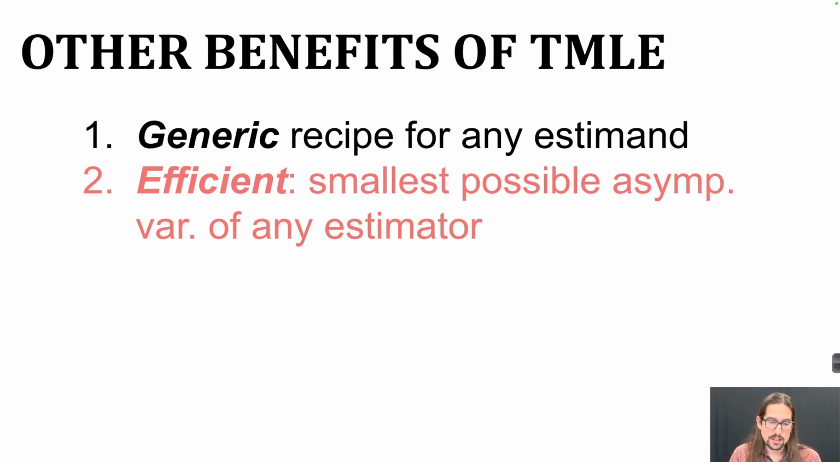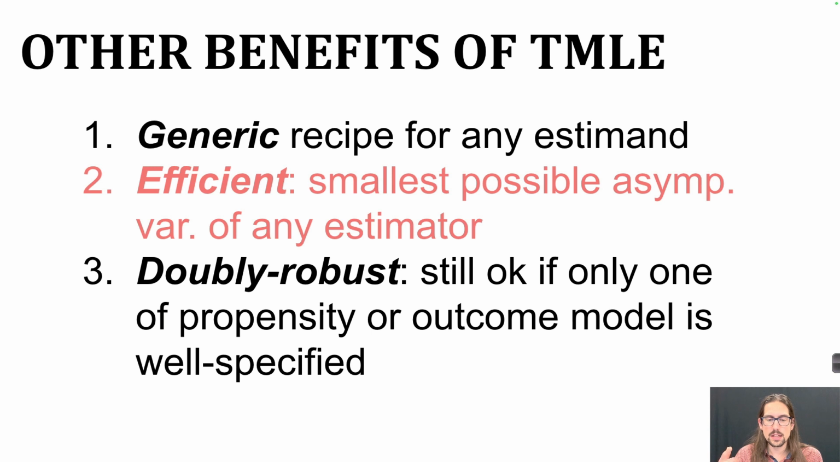And in fact, this, like I said, is mathematically proven. You can't really do better. You cannot do better than this. That doesn't mean it's always going to do best in a given sample, but asymptotically, it's a good bet. Lastly, it's doubly robust.